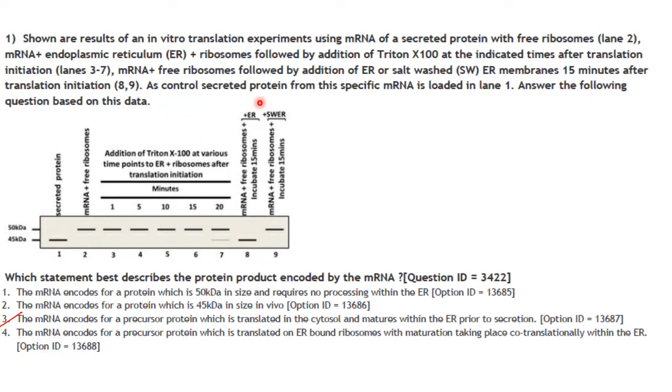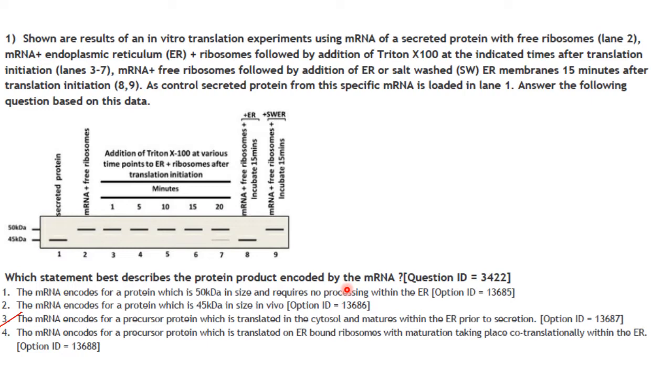As control, secreted protein from this specific mRNA is loaded in lane 1. This is the control, that is secreted protein. Answer the following question based on this data. Which statement best describes the protein product encoded by the mRNA?